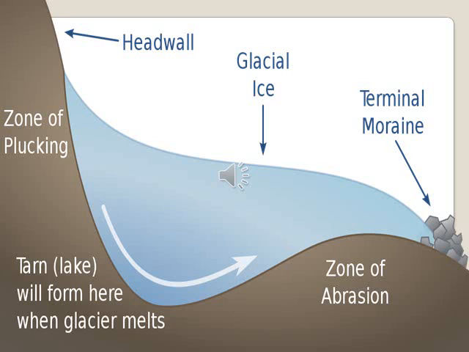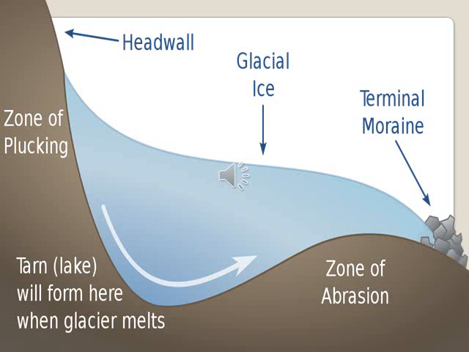See this picture, you can find the glacial ice. The glacial ice moves from the head wall, erodes the mountain region, and forms an armchair depression, which in turn forms the Tarn Lake when the ice melts. Then the sediments are deposited at the foothills, the zone of abrasion, which is called moraine. We will see moraine in the next slide.